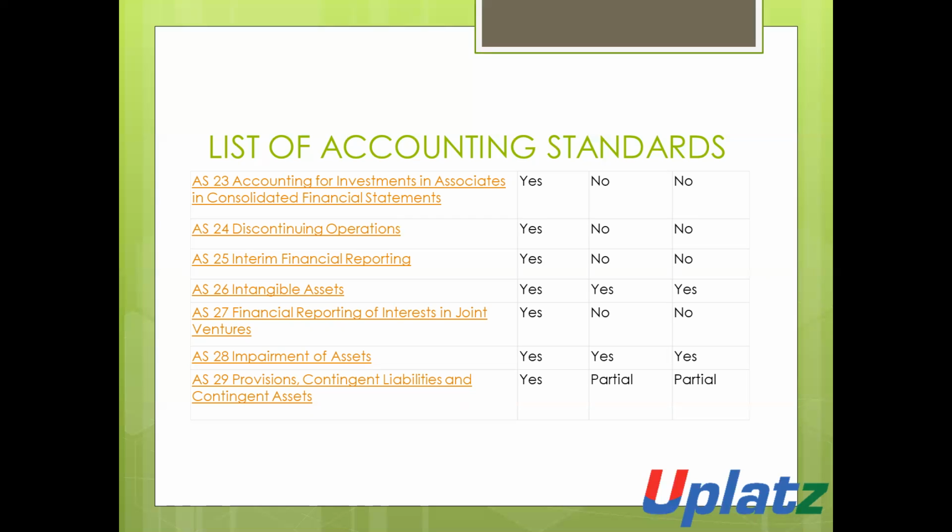AS28, Impairment of Assets. The provision of AS28 is applicable on Level 1 enterprises, Level 2 enterprises, as well as on Level 3 enterprises. AS29, Provisions, Contingent Liabilities and Contingent Assets. The provision of AS29 is applicable on Level 1 organizations, but it is partially applicable on Level 2 and Level 3 organizations. It is not fully applicable on Level 2 and Level 3 enterprises.